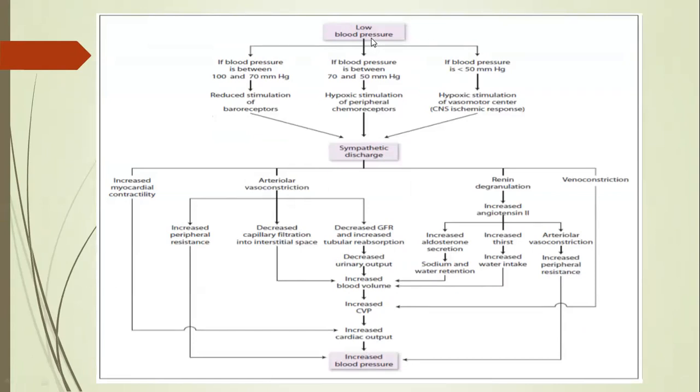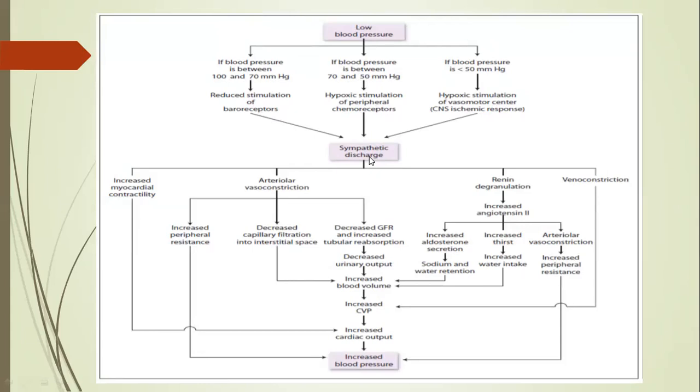So what you have is low blood pressure. If the blood pressure is between 100 and 70, the stimulation of baroreceptors will be there, and that causes the sympathetic discharge. If the blood pressure is between 70 and 50, it also causes the stimulation of peripheral chemoreceptors, again leading to sympathetic discharge. If it is below 50 millimeters of mercury, then baroreceptors, chemoreceptors, and the CNS ischemic response, all three will be activated and will lead to sympathetic discharge.